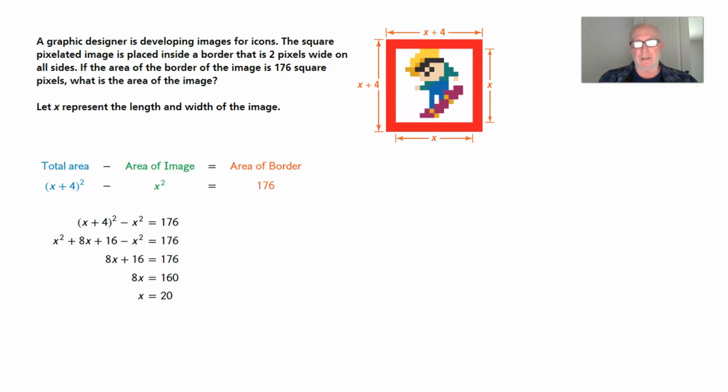So that's the length of the side of the square. The problem asks us for the area of the image. So the area of a square is the side squared, or 20 by 20 pixels, which is 400 square pixels.